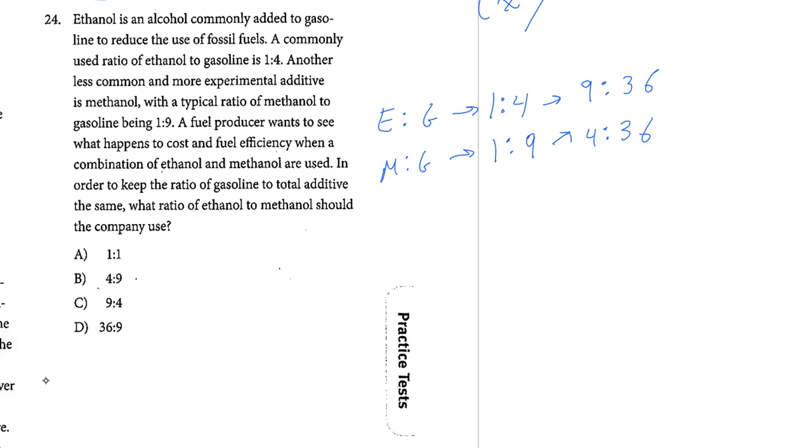So if I think about this, I want how much ethanol to methanol, right? Because that's the order they're giving us. So ethanol to methanol. So if I'm looking at that, my ethanol ratio is 9, and then my new methanol ratio is 4. So our answer is just going to be 9 to 4.